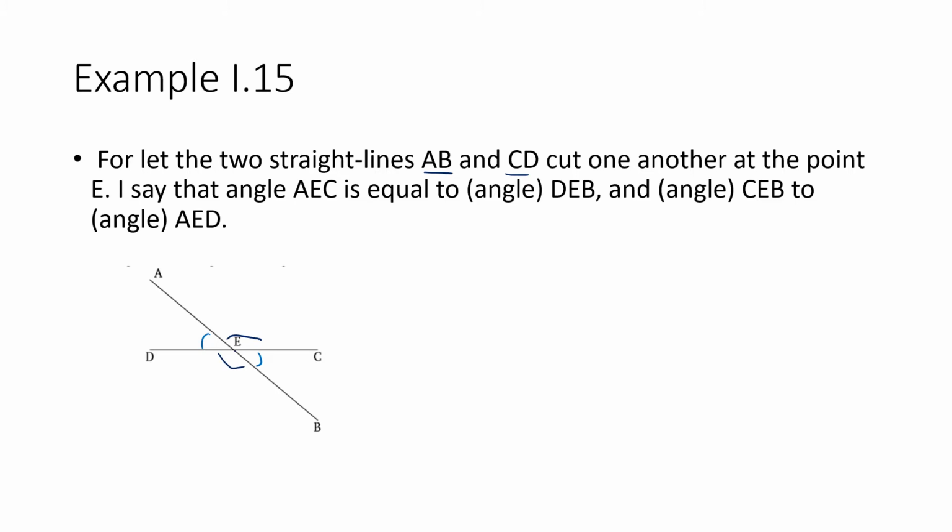Let's see, angle AEC plus angle CEB is equal to 2 right angles. Okay, because they are straight line, AEB is straight line. This is exactly the proposition 13 we proved before. Okay. The second step is on the other line, it's the same.